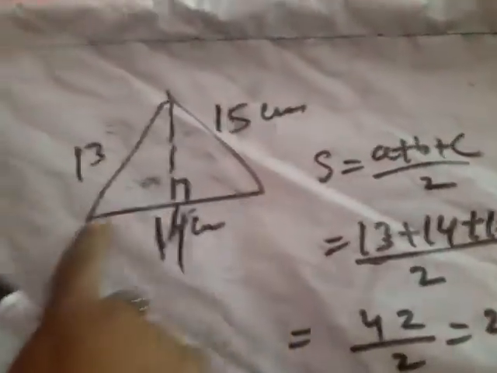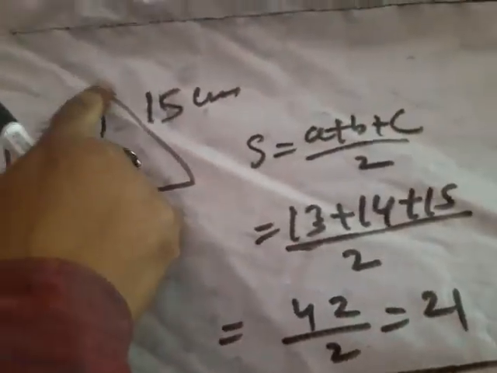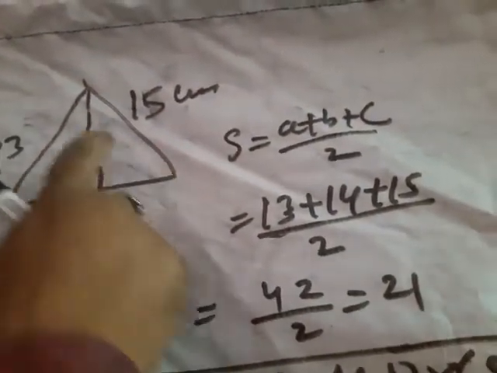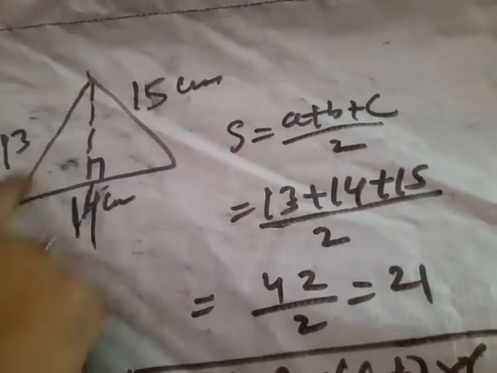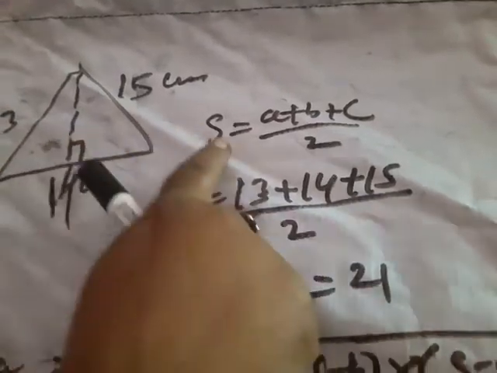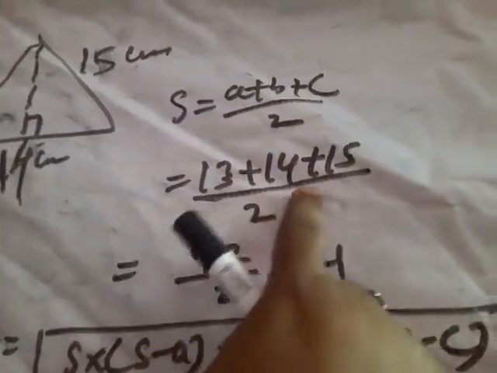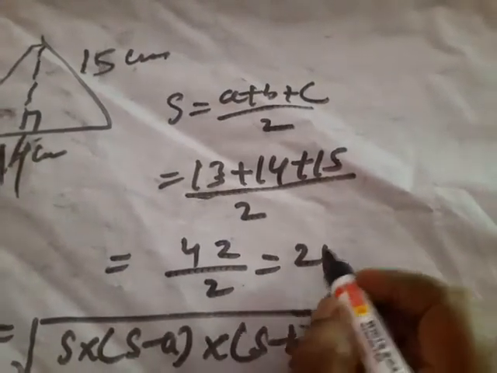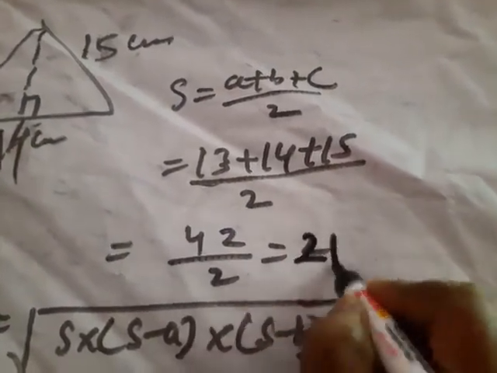To come to the point, this is our triangle. This is 14 centimeter, this is 13 centimeter and this is 15 centimeter. You have to find the area of this triangle. How do you find it? With the help of Heron's formula. First of all you find S is equal to (A plus B plus C) upon 2. This is the value of S, 21.